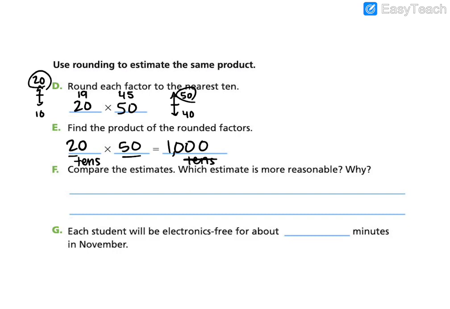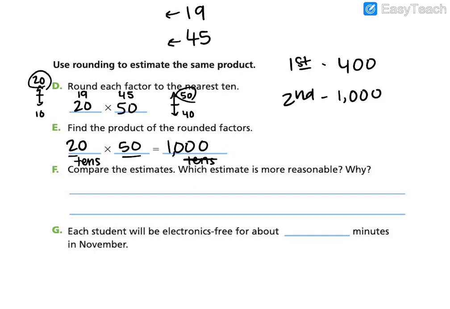We had 2 very different estimates, didn't we? Our first estimate is 400. Our second estimate is 1,000. So now we need to assess the reasonableness. If we compare the estimates, which estimate do you think is more reasonable? The estimate of 400 or the estimate of 1,000? Well, let's think about the difference between these numbers. Our numbers are 19 and 45. Those are our original factors.